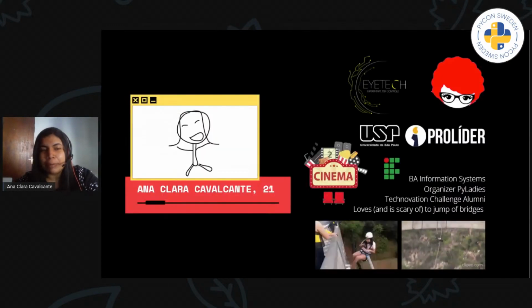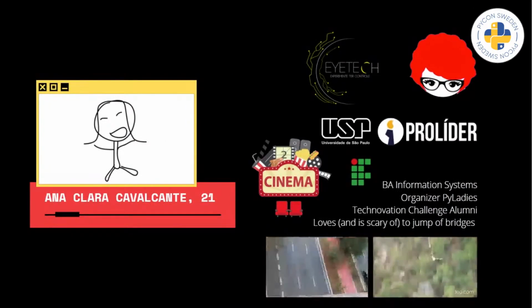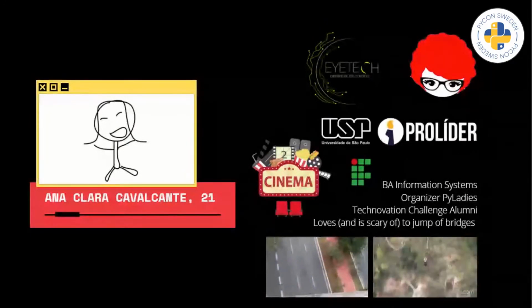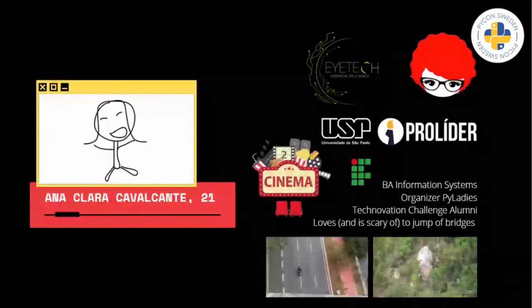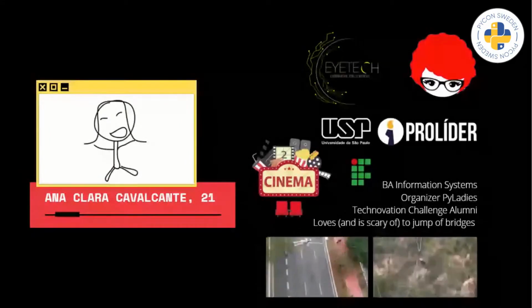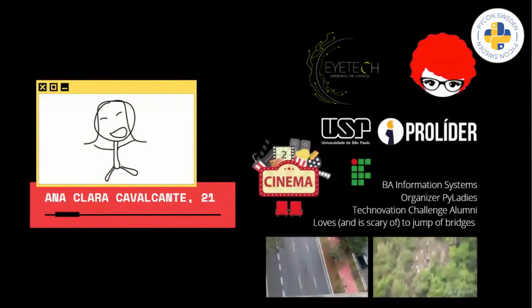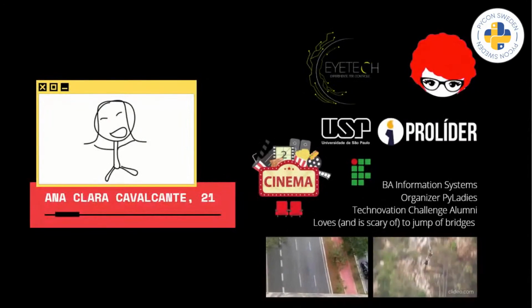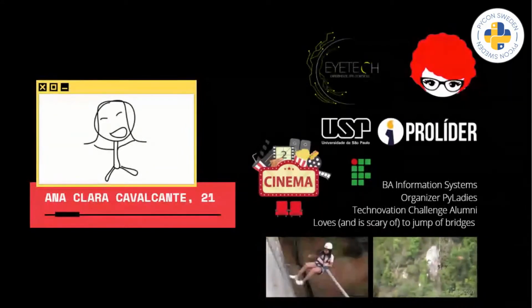So now a little bit about me. I was already introduced, but as it says here, my name is Clara Cavalcante. I'm a sophomore in Information Systems at the University of São Paulo. And a curiosity about me is that I like to jump off bridges. I've done that only twice, but it's super cool, and I am so scared of it, and that's what makes it so special.